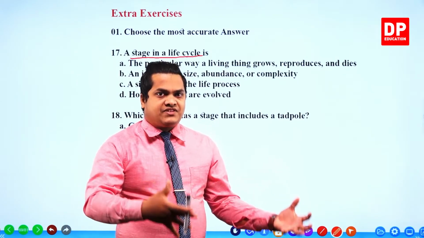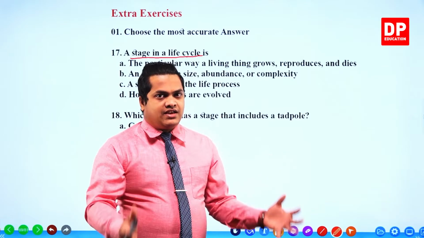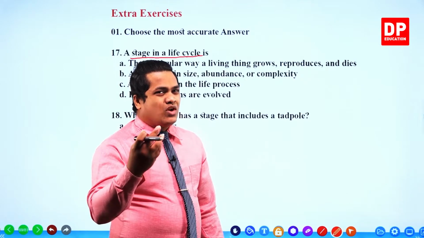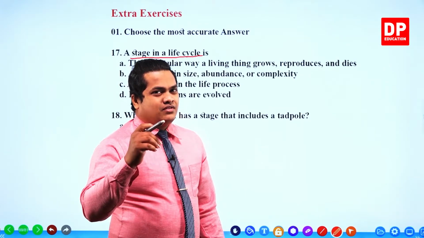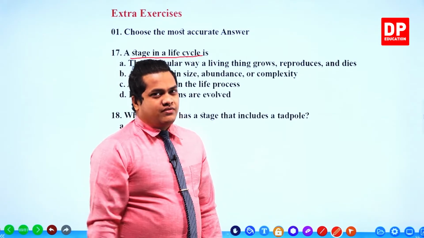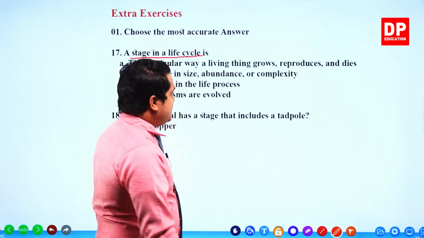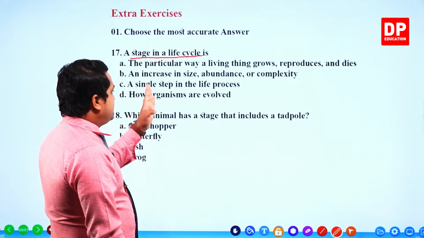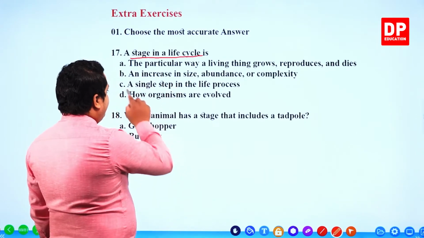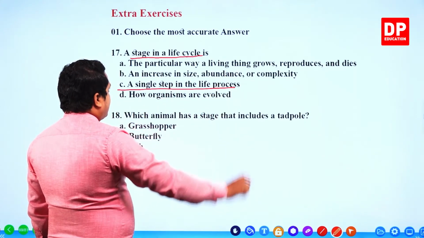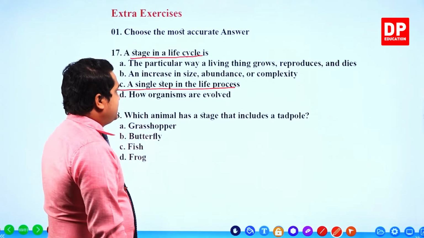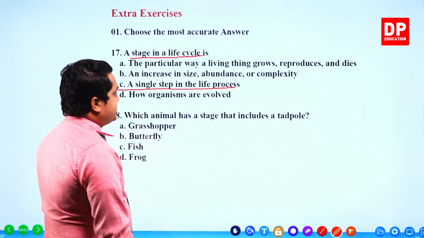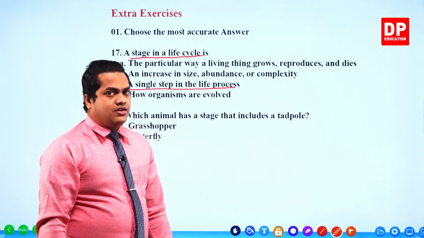That shows the entire life cycle. But however, they're mentioning just one single step, one single stage of a life cycle. So, one single stage of a life cycle is a single step in the life process. A single step in the life process is called the stage in a life cycle.